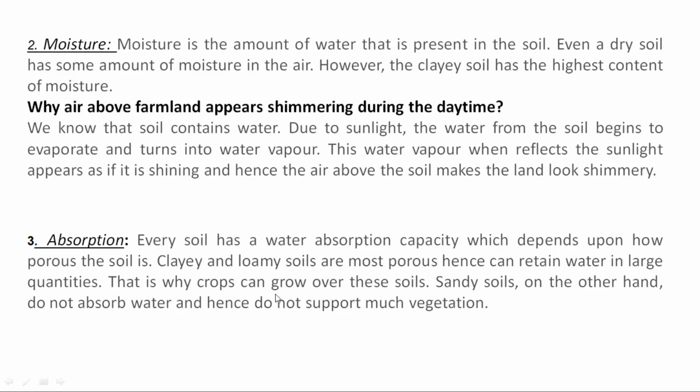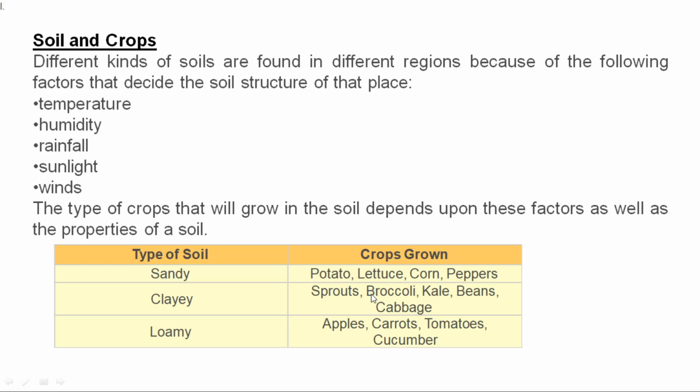That is why crops can grow over these soils. Sandy soil, on the other hand, does not absorb water, hence does not support much vegetation. There you cannot grow more crops. But in clay soil and loamy soil, you can grow more crops because they can hold water, meaning they are porous and have more water absorption capacity.